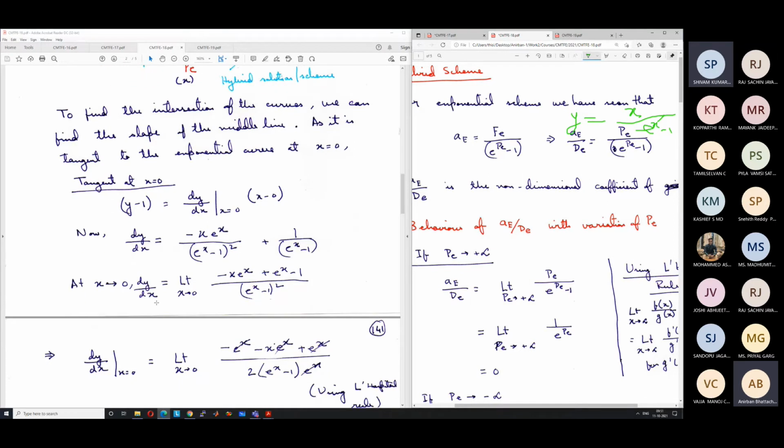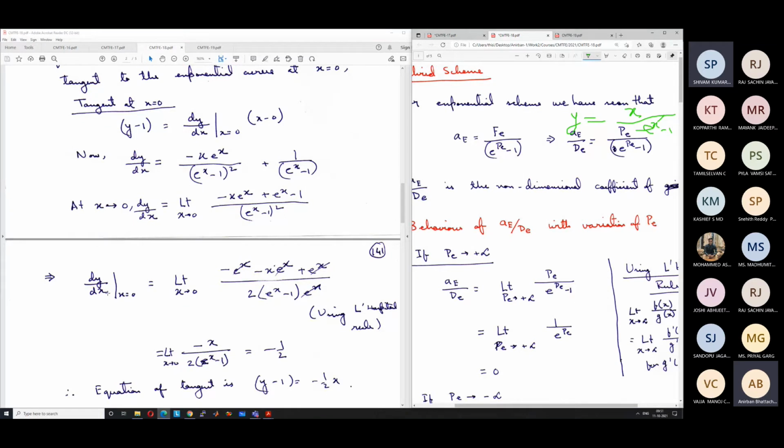At x tends to 0, dy/dx is equal to the limit x tends to 0 of minus x e^x plus, so we have joined both the terms together. This gives us the numerator as minus x e^x plus e^x minus 1, because this is a square. That's why for this we have plus (e^x minus 1), whole divided by (e^x minus 1) squared.